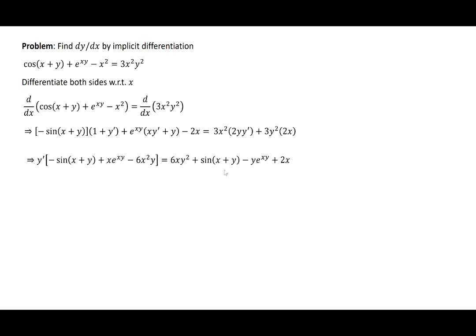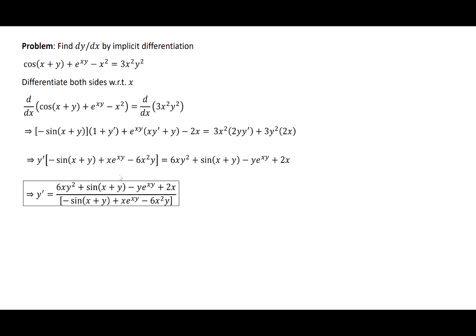The next thing, I separated all the y prime terms and the terms that do not have a y prime, and then divided both sides by the coefficient of y prime. Cool. All right, so that's how you solve this problem. And one more.